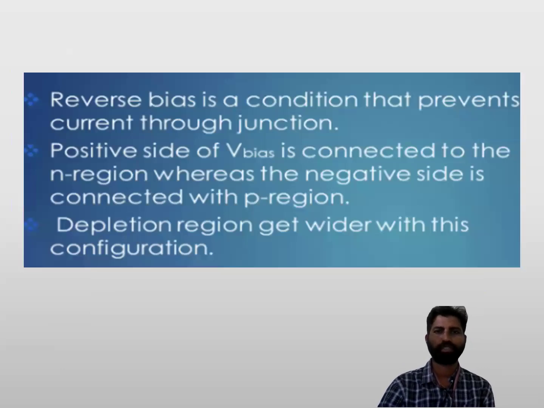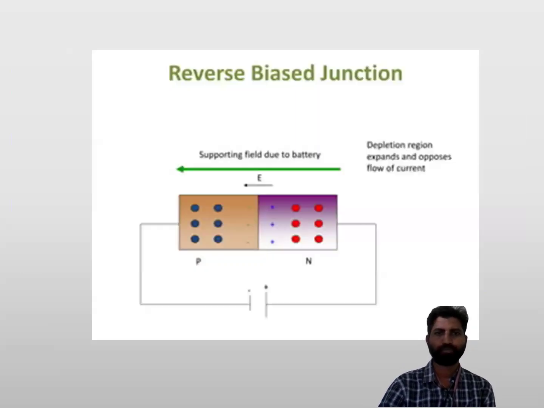You can say the reverse bias is a condition that reverses the current flow, as in forward bias there is the flow of current. When we apply the reverse bias condition, a supporting voltage is applied to the barrier potential and the depletion region. The positive side of the device is connected to N, whereas the negative side is connected to P, and the depletion region will get wider with this configuration. You can see the depletion region will increase in this case because the applied voltage in the reverse bias condition is a supporting field, supporting voltage.